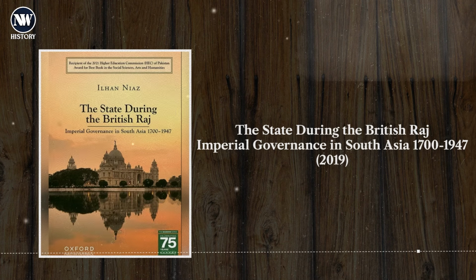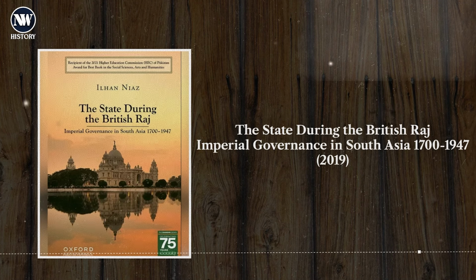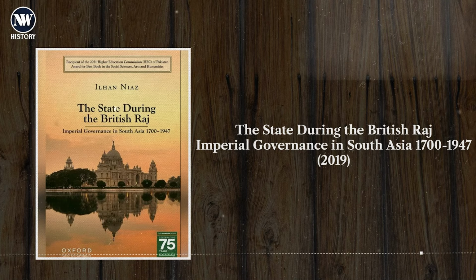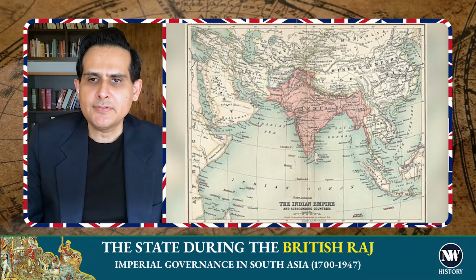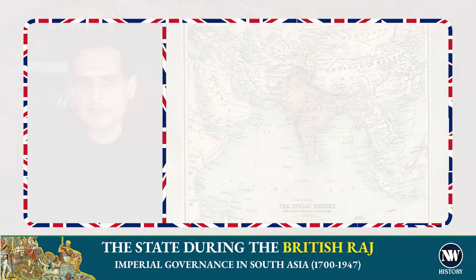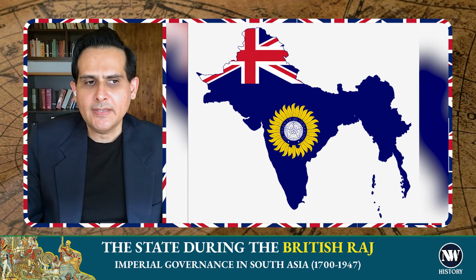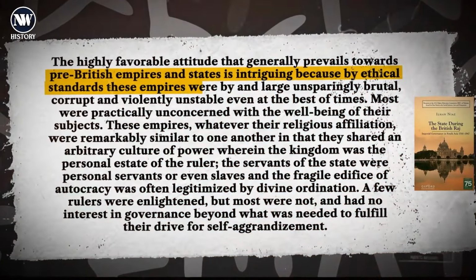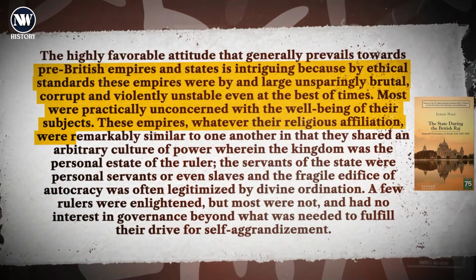Today we're going to take up my 2019 book, The State During the British Raj, Imperial Governance in South Asia, 1700 to 1947. British rule had a profound impact on the way that states are organized in South Asia. It led to the creation of modern states in this region, and it provided many of those states with a liberal and a democratic bias.